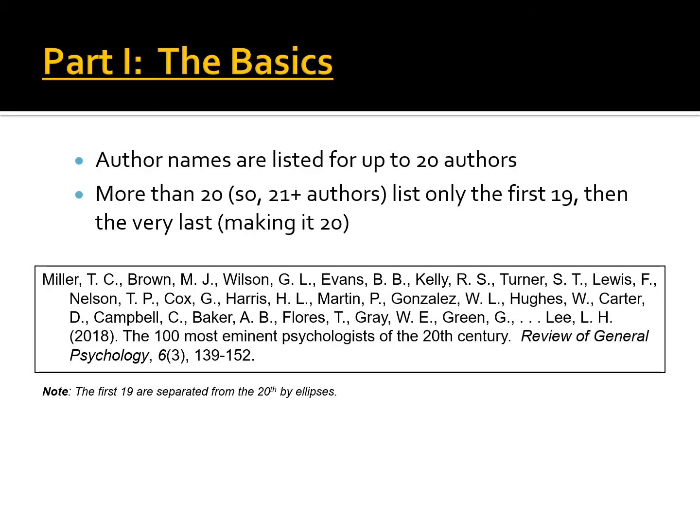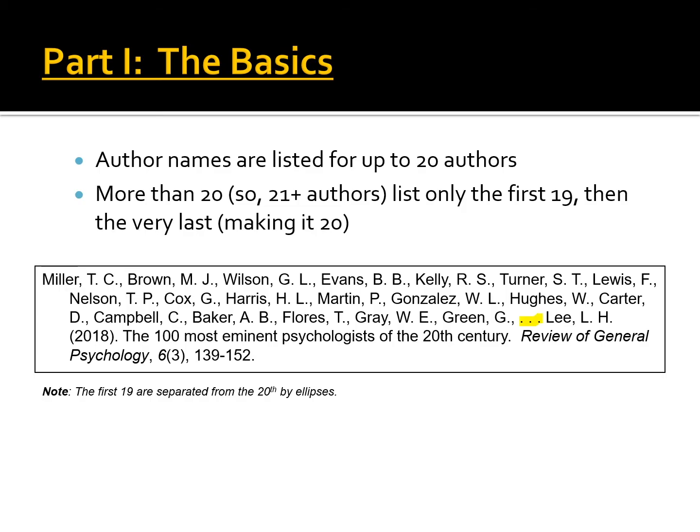Authors' names are now listed up to 20 in APA 7. This is different from APA 6, where you would list the first six, and then you would put ellipses to indicate the very last. Now they want 20 authors' names listed in the reference list.